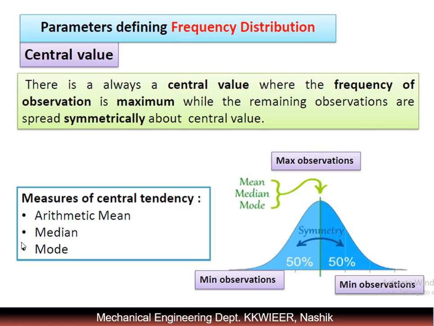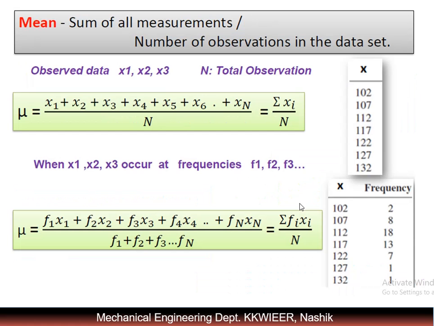So mean, median, mode are all measures of central tendency, but the meanings are different, as we have discussed in the earlier slide. So what is meant by mean? The sum of all the measurements divided by the number of observations in the data set is called the mean. For observed data x1, x2, x3 up to xn, where n is the total number of observations, mu can be calculated as summation of xi upon n.